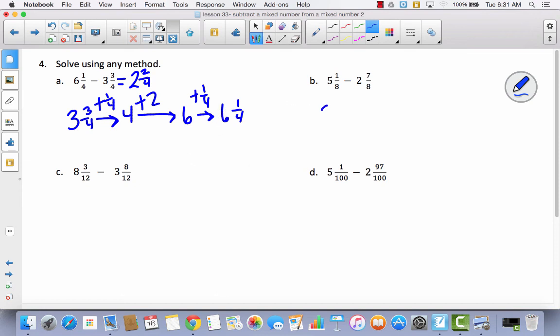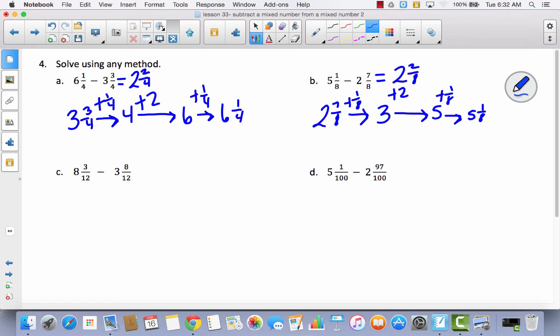All right, so 2 7/8. I'm going to go to the next whole number, which is 3. So that means I'm going to add 1/8. And I'm going to go from 3 to 5. So I have to add 2. And then I'm going to go to 5 1/8. So I'm going to add 1/8. Now I'm just going to add all of these together. 1/8 plus 1/8 equals 2/8 plus 2. So I've got 2 2/8.